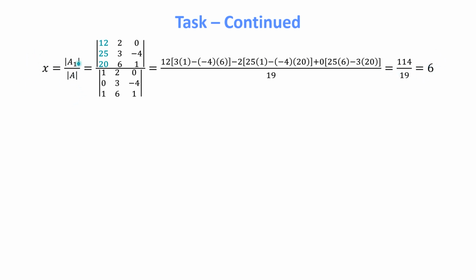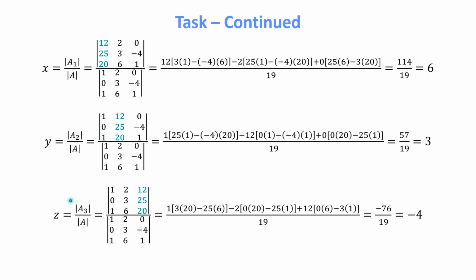I will just demonstrate quickly how we find this. Well, x equals the determinant of A sub 1 divided by the determinant of A. So here's the coefficient matrix A. A sub 1 means we replace the first column, the entries 1, 0, 1, with the 12, 25, 20, which are highlighted at the end of the previous slide. And then we calculate the numerator, the determinant of A sub 1. And of course, we know the determinant of the coefficient matrix is 19 from the previous slide, so we get x equals 6.